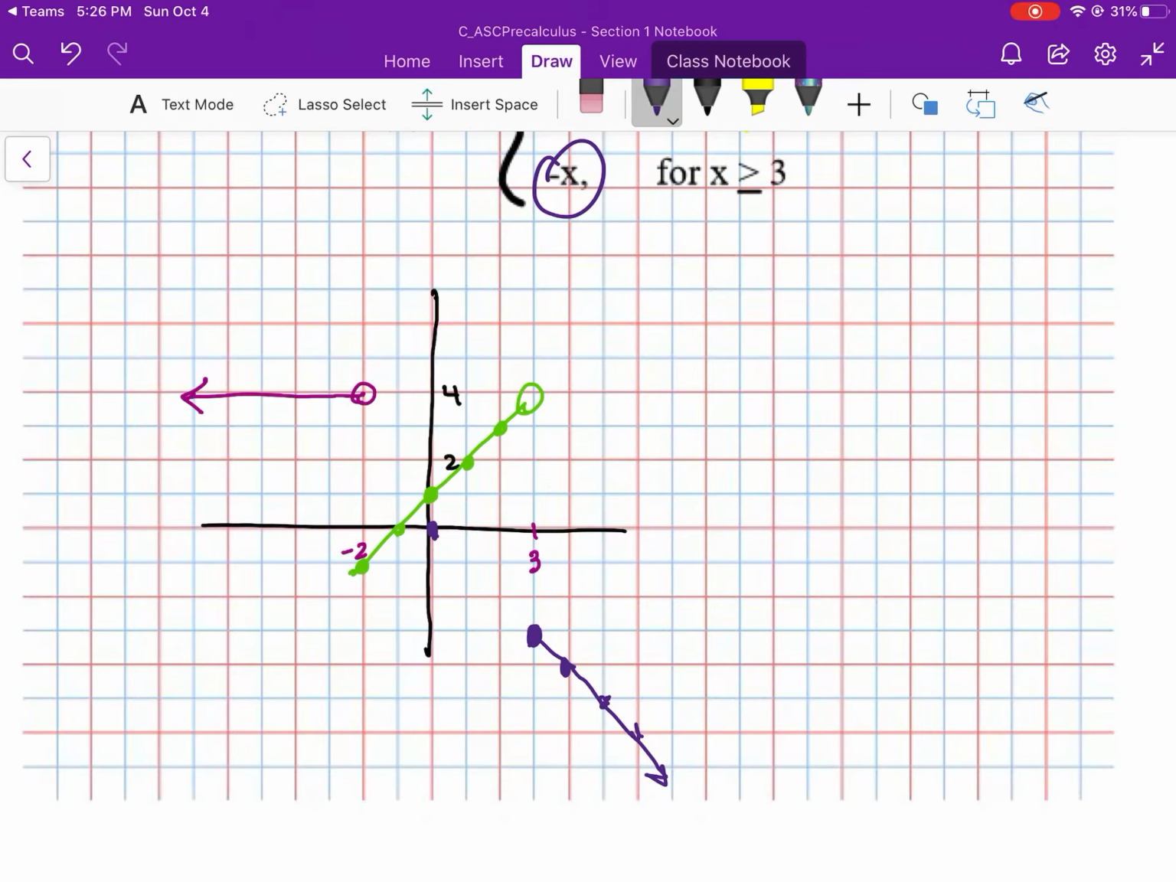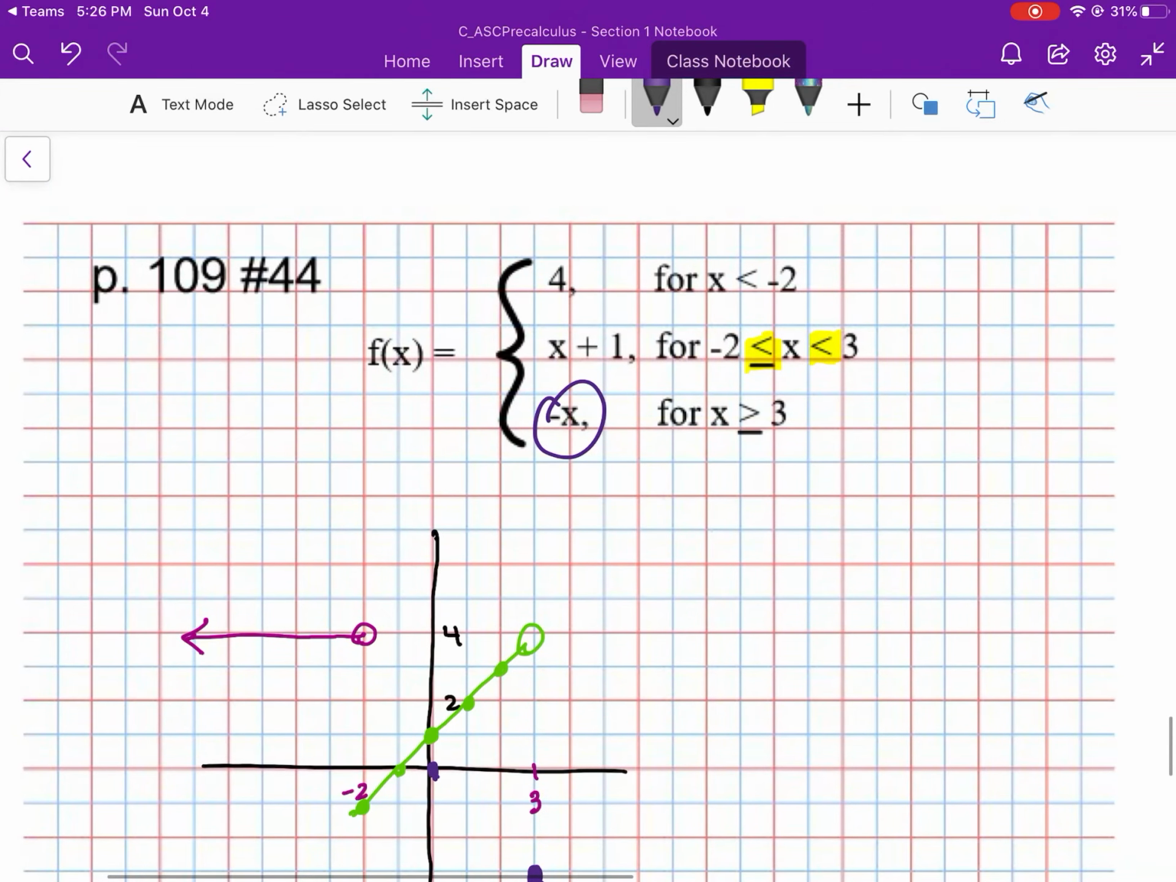Can't remember. Assigned the homework too long ago. So here it is, 2.1. Thanks.